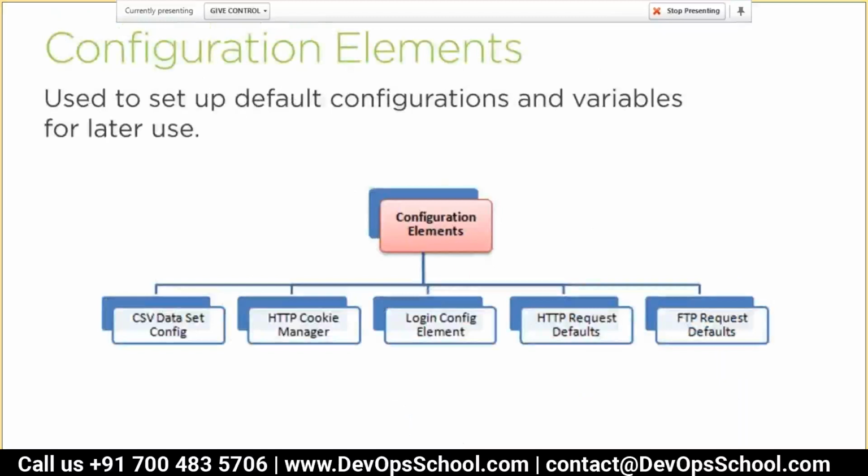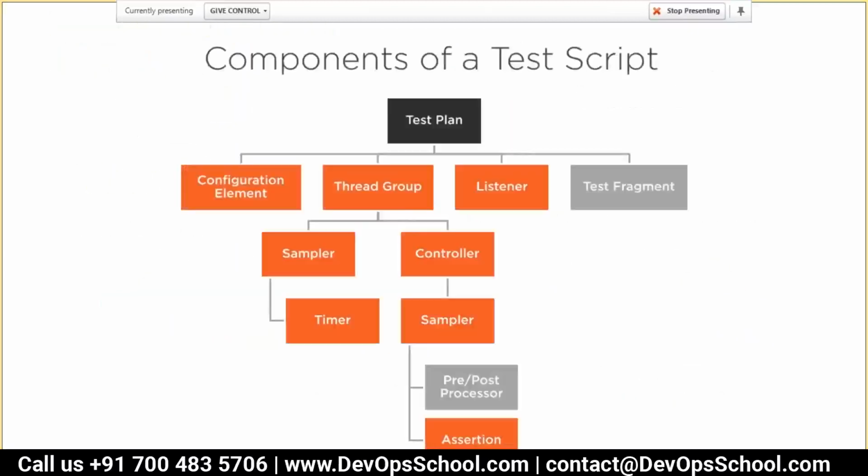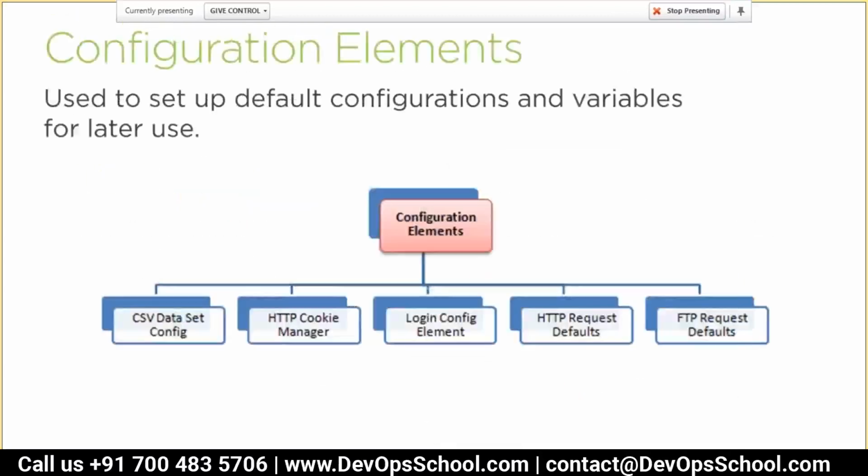Now, the configuration element. If you look at the test plan, it is the place for whatever configuration detail you want to pass to the test plan. Anything you pass to the configuration element can be used anywhere in the thread group, listener, sampler, controller, timer, and many other places, assertions and stuff like that. Here you can set any default configuration or variables for later use cases. Again, configuration elements are also of multiple types.